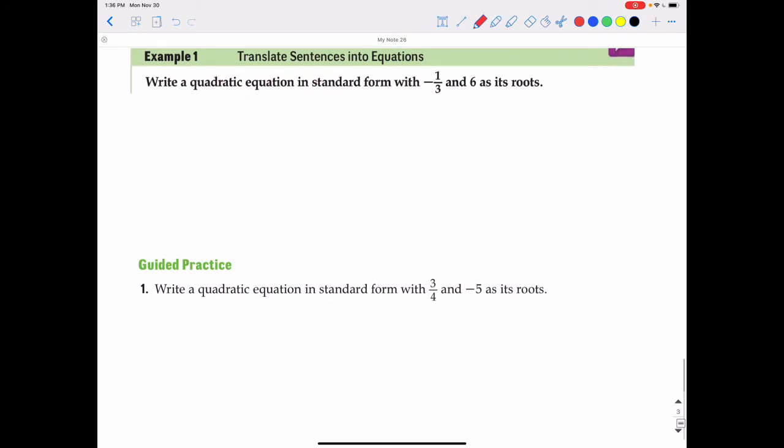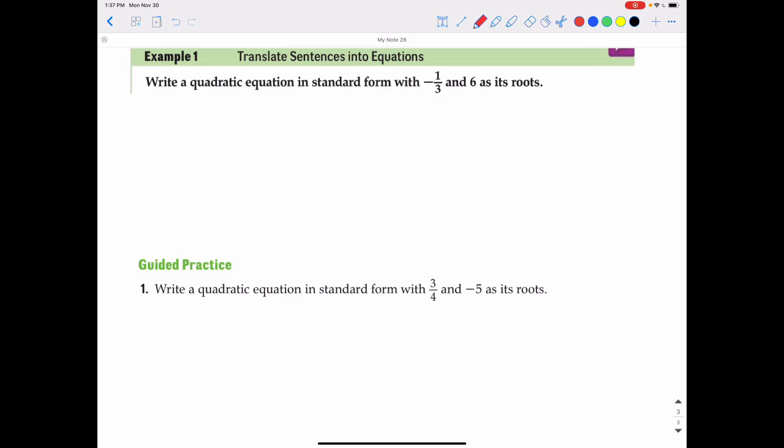Finally, the last thing we're going to do is translate sentences into equations by working in reverse, by taking the two answers to an equation and working backwards to figure out what quadratic equation generates those solutions. So it says write a quadratic equation in standard form with answers negative 1/3 and 6 as its roots. Remember, roots just means that's what the answers are.